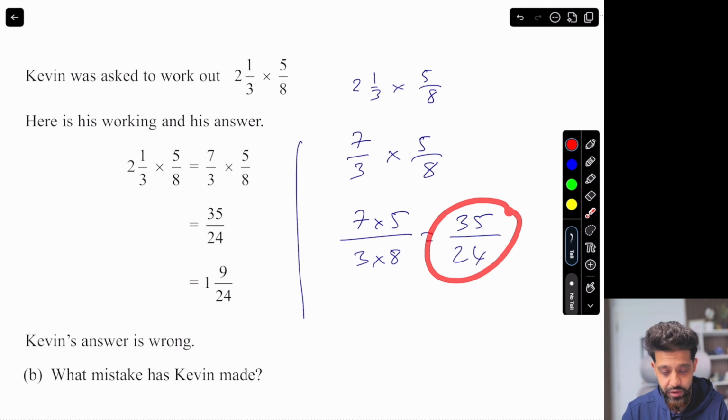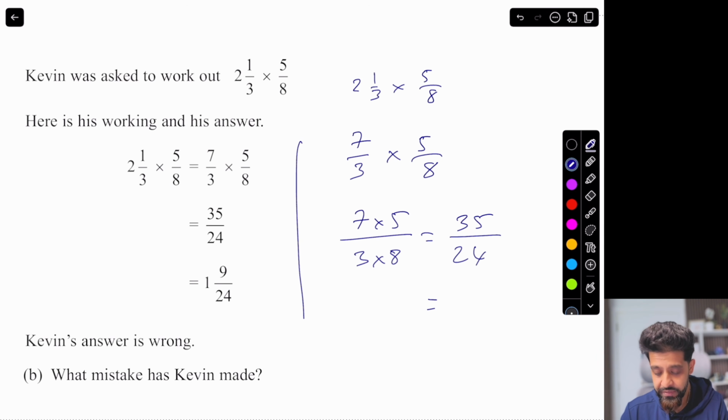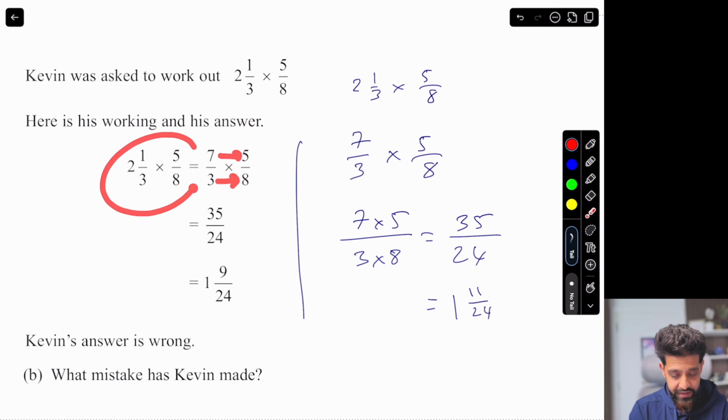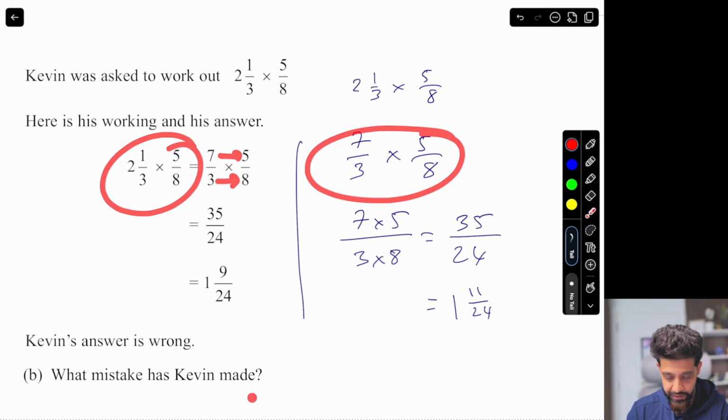Let's now make this into a mixed number. So how many times does 24 go into 35? It goes in once. The leftover from 24 to 35 is 11. So 1 and 11 over 24. That should be the answer. Now you can clearly see that Kevin didn't get this answer. And let's see what Kevin's actually done. He's done the 7 times 5 and 3 times 8, because he did make this into a top heavy fraction like we did as well, by the way.